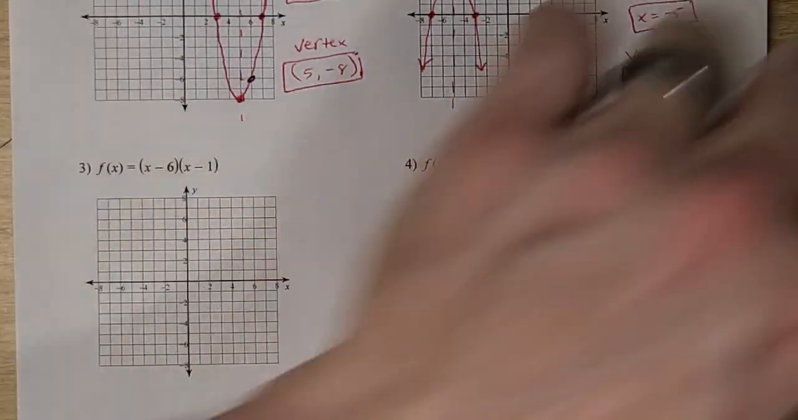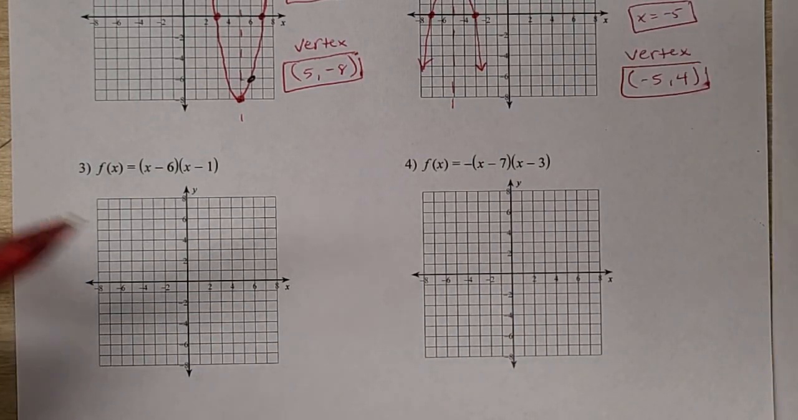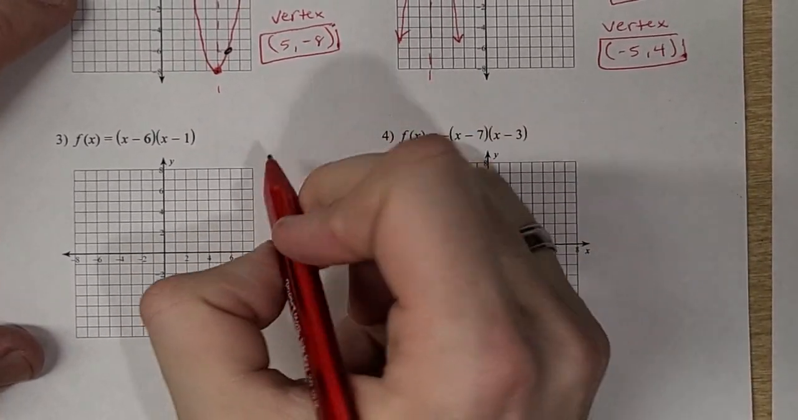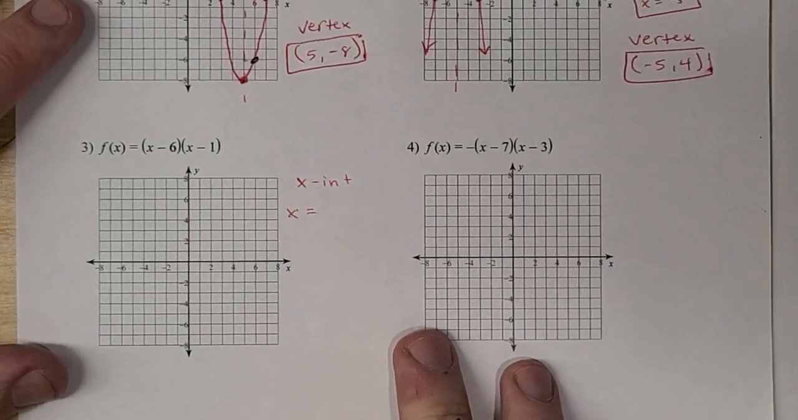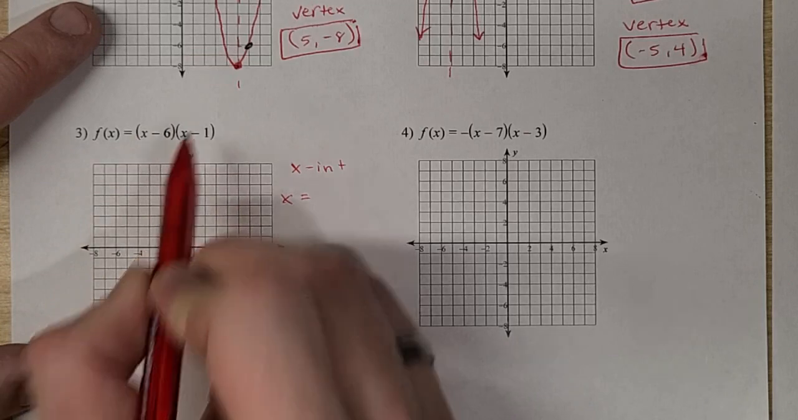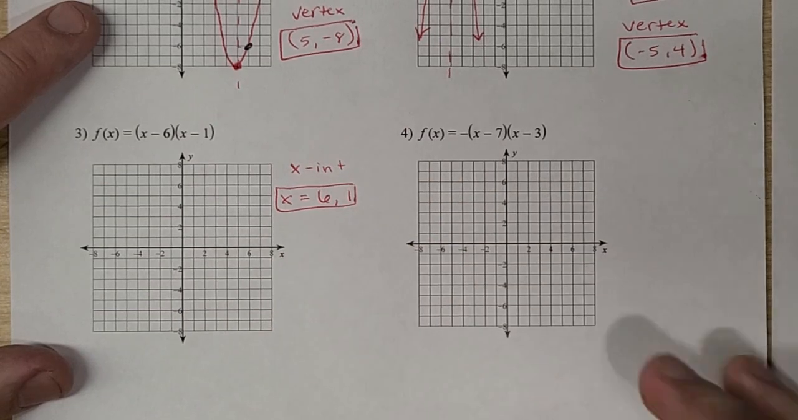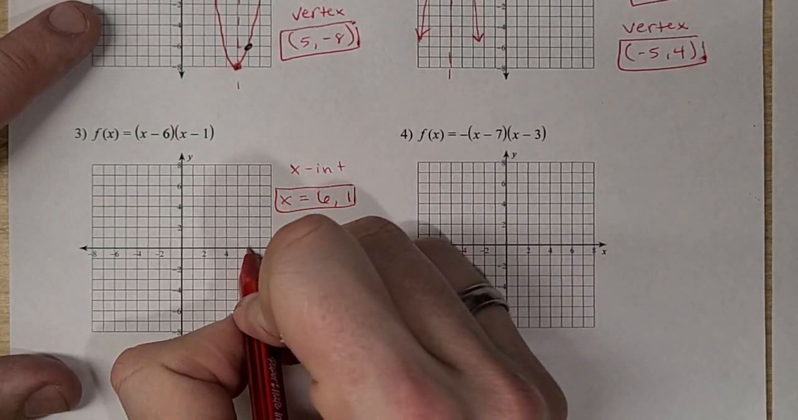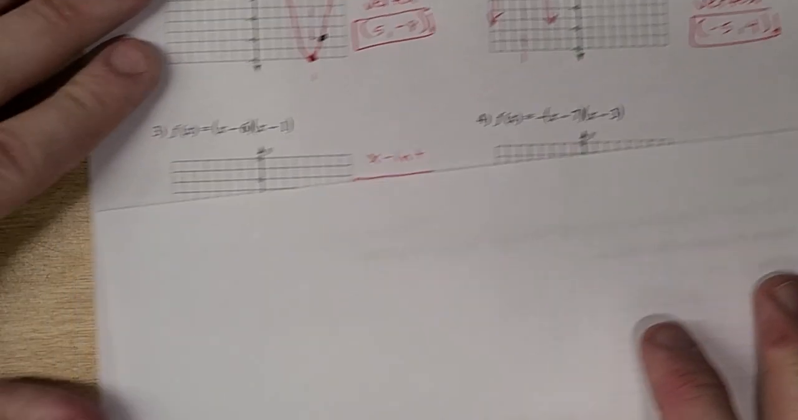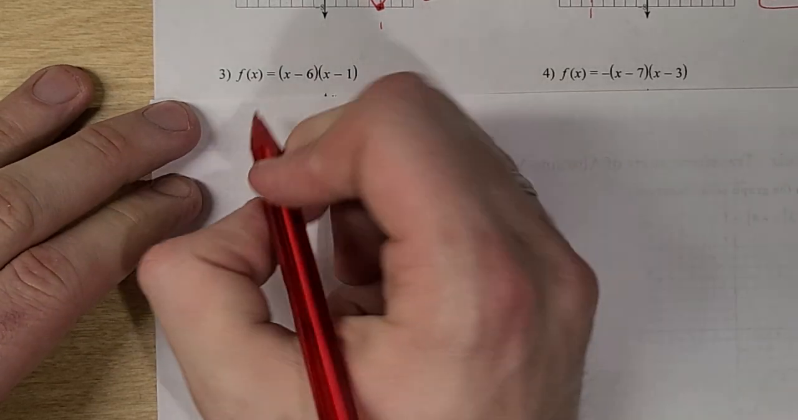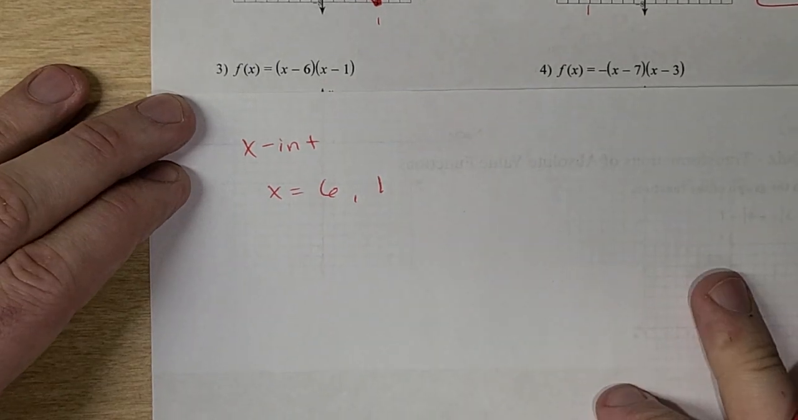All right, let's come down here to number 3 and do all the same stuff. Let's see if we can do the x-intercepts this time with that little shortcut that we were talking about. Now, this says negative 6 and negative 1. So if I took the opposites of that, it would be positive 6 and positive 1. Hey, look at that. X-intercepts. Boom. Positive 6, positive 1. So we just found our x-intercepts to be a positive 6 and a positive 1.